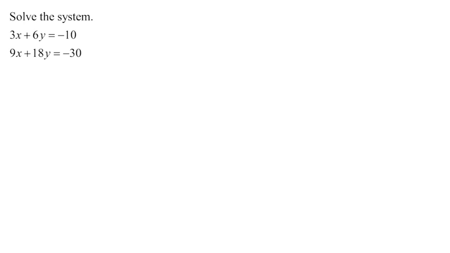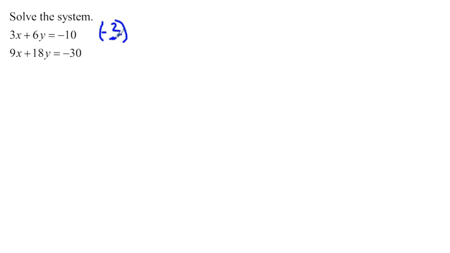We want to solve this system. We have 3x plus 6y equals negative 10 and 9x plus 18y equals negative 30. Okay, looking at these two equations, you should recognize that there's some similarities between the coefficients and constant in the first equation to the second equation. All we have to do is multiply the first equation by negative 3. And if we do that, many things are going to cancel out.